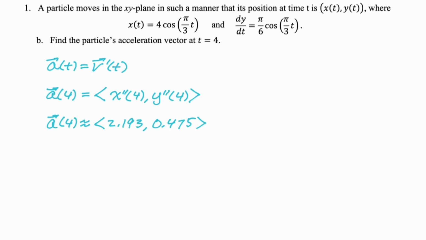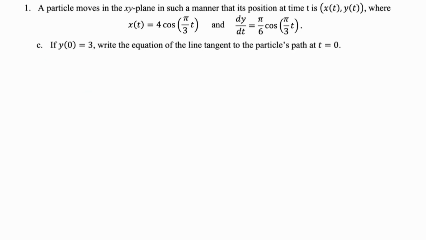Okay, let's take a look at the next part. If y of 0 is equal to 3, we want to write the equation of the line tangent to the particle's path at t equals 0. So we're going to need to know the x-coordinate, the y-coordinate, and the slope to do this. So x of 0 is just going to be 4 cosine of 0, and the cosine of 0 is 1, so I'm just going to write that down as 4. I'm not going to use a calculator on that, but you really should use the calculator because you don't want to get something wrong when you could have just typed it in.